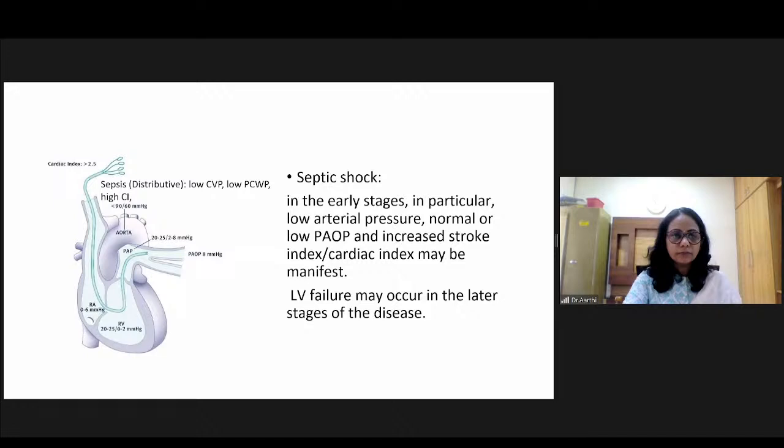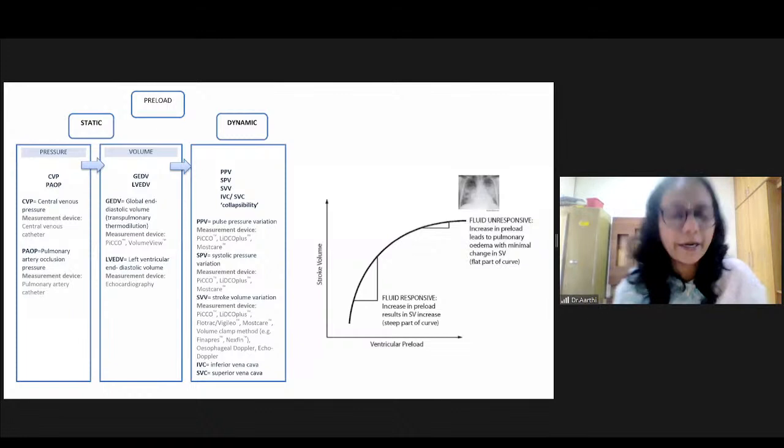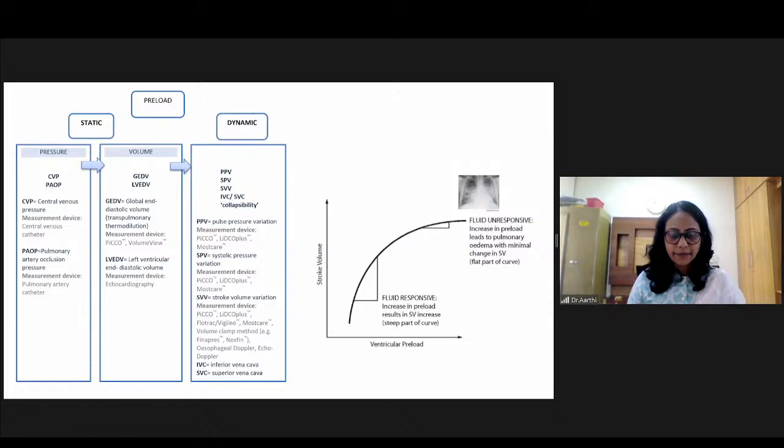So to summarize the parameters used to assess invasive hemodynamic monitoring, there are static parameters and there are dynamic parameters. Static parameters, as we are aware, are the central venous pressure and pulmonary artery occlusion pressure. And these static parameters reliably reflect the preload only when the patient is on the steep part of the Frank-Starling curve. Once the patient is on the horizontal or flat slope of the curve, then they might not reliably reflect the preload of the heart. These are the static parameters.